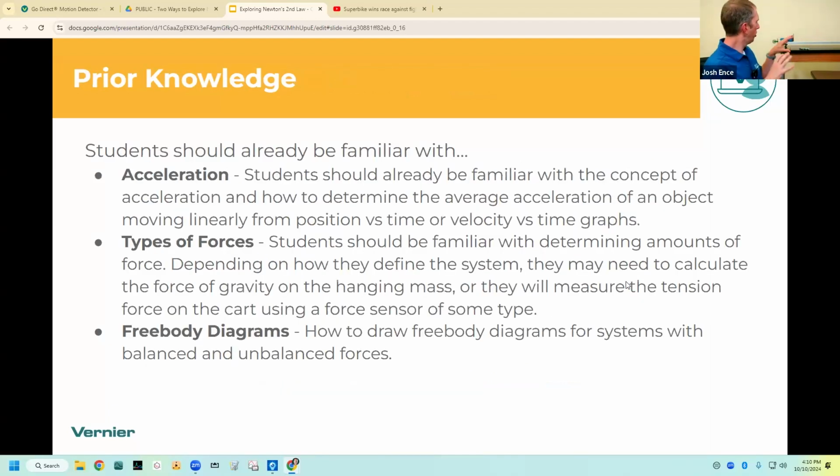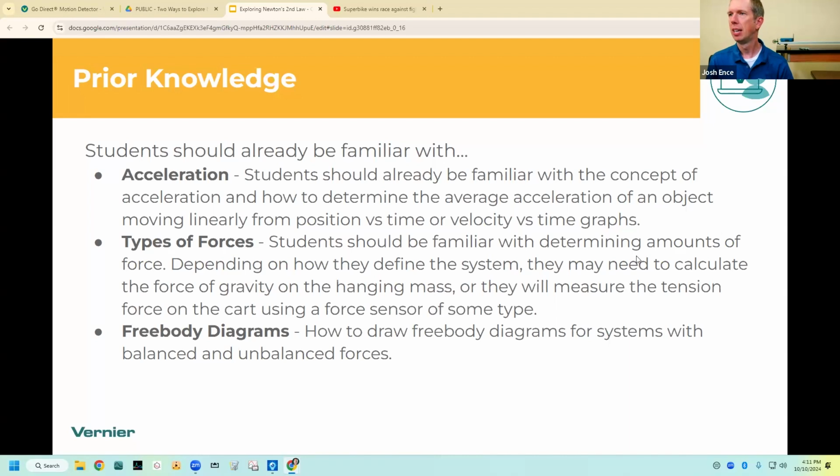Before students do what we're going to do together today, they should know about acceleration. Chances are they've already done a kinematics unit, and they know a little bit about rates of change. They should know about what kinds of forces, things like gravitational force and tension and friction. And they should be able to draw free body diagrams. If they know those three things, they're in a good place to understand what we'll talk about today. If they haven't, then you might want to do some introductory activities to help them get some experience there first.